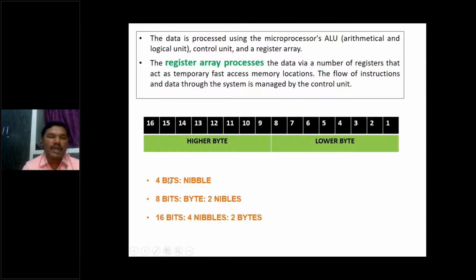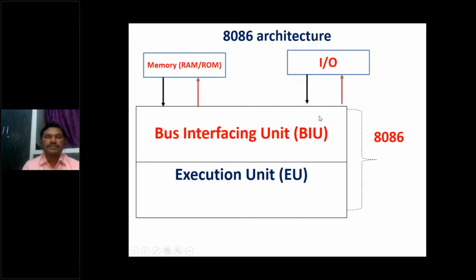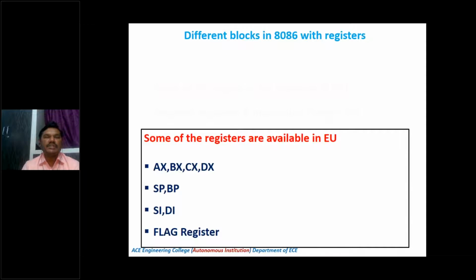For example, if I want to store 4 bits, that is called a nibble. If I store 8 bits, it is called 1 byte or 2 nibbles. If I store 16 bits, that is known as 4 nibbles or 2 bytes of data. This is the way of representing the data. Suppose you have 2 bytes: one is called the lower byte and the second is called the higher byte. A byte means 8 bits. Bits 1 to 8 are the lower byte, and bits 9 to 16 are the higher byte, because these are the higher values compared to the others.